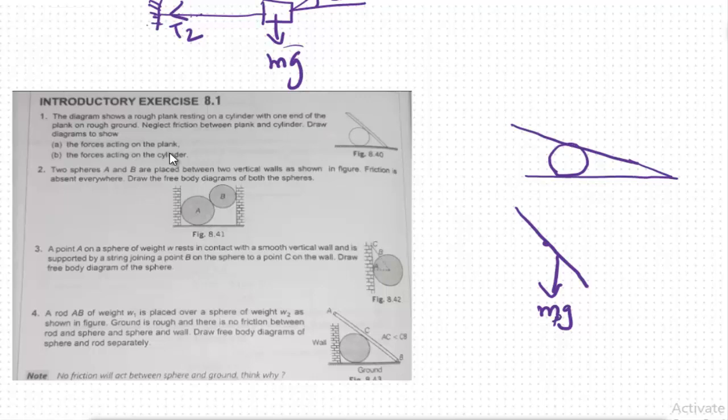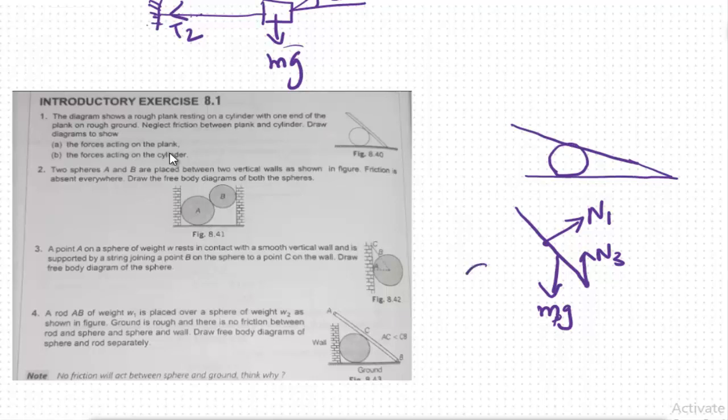Here it is in touch with the cylinder, so a reactional force will be acting from the cylinder, N1. A normal reactional force will be acting from the cylinder towards the plank, so N1 is acting in the upward direction. Now it is in touch with the ground, right? Since it is in touch with the ground, an upward reactional force will be there, because mg is acting downwards. So the reaction of mg will be acting through N3. These are the forces which we are considering.